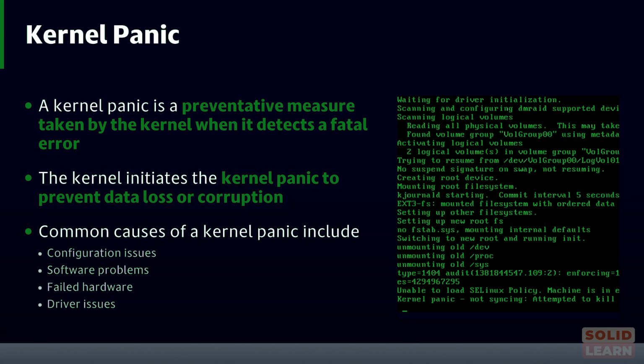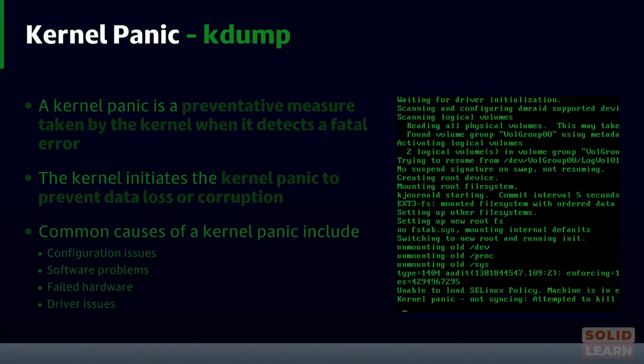Some common causes of a kernel panic can include configuration issues. You could have problems with the applications running on your system. You might have a hardware failure, or you might have driver issues. A buggy driver can sometimes cause a kernel panic to occur if it accesses some memory it's not supposed to be using.